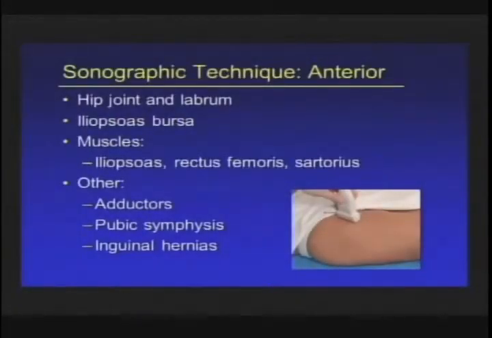So as I mentioned, when you're looking at the anterior hip, other than the hip joint and labrum itself, these are other structures to consider depending on the history of the patient. Iliopsoas bursa, we mentioned, the iliopsoas, rectus femoris, and sartorius muscles, and then the groin area where the adductors attach or originate at the pubis, and we'll also look at the pubic symphysis.